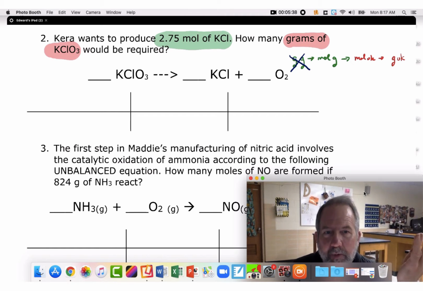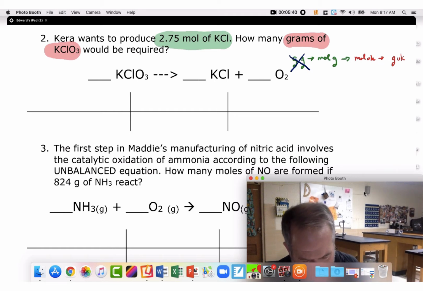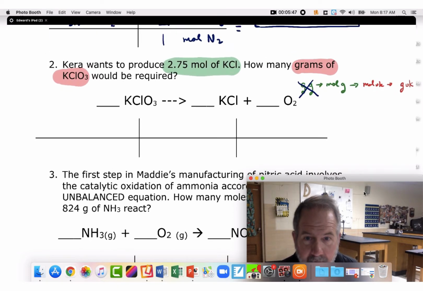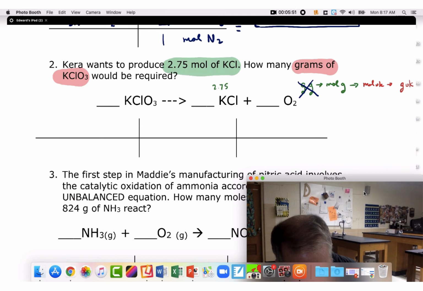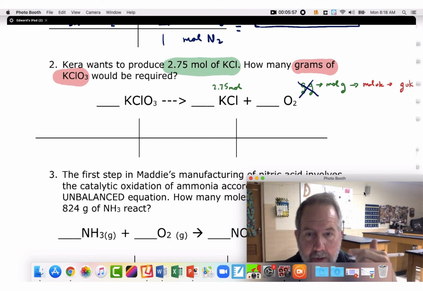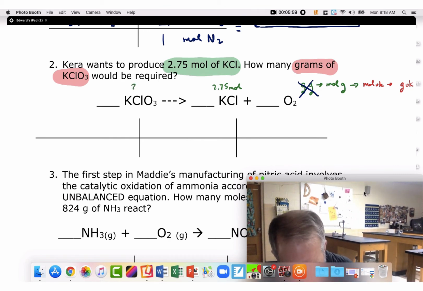Again, I like to write them above the balanced equation, so I will do that right now. So in green, we have 2.75 moles of KCl. Now put that label in there so you know what it is when you look later. And what are we trying to find? Grams. I like to put a question mark there just so I know I'm looking for that.